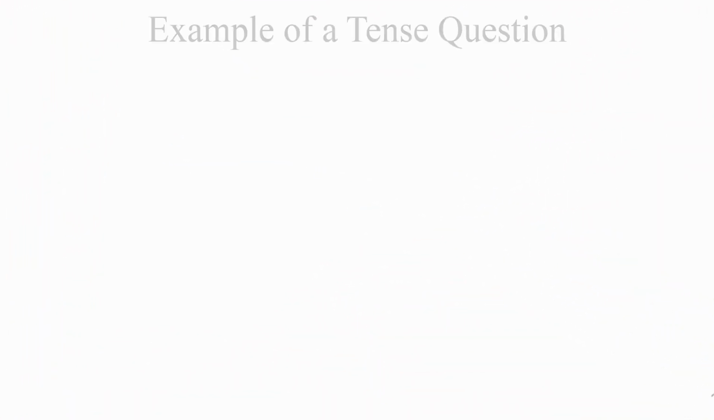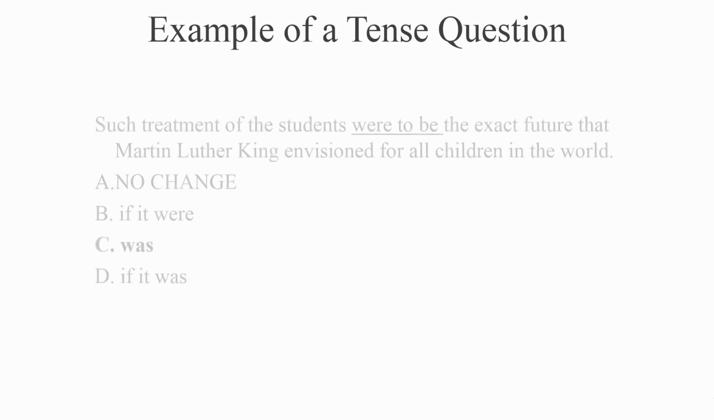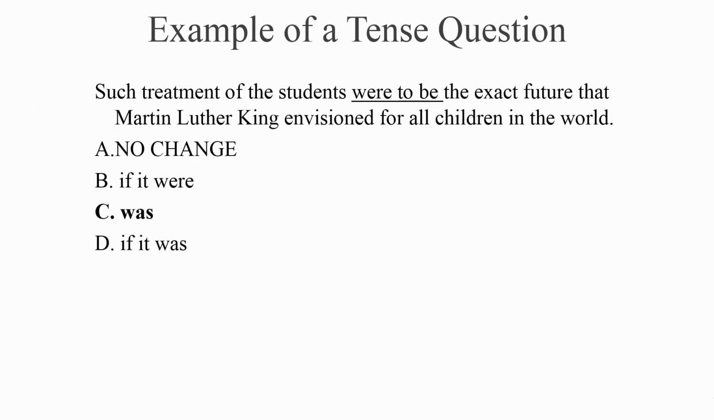Okay, here's an example. It's going to sound weird because there's a problem in it. Such treatment of the students were to be the exact future that Martin Luther King envisioned for all children in the world. Okay, were to be is A, no change, and that's what sounded weird. B is if it were, and that sounds kind of weird to me, whatever, C is was, and D is if it was. Okay, let's look at this example.